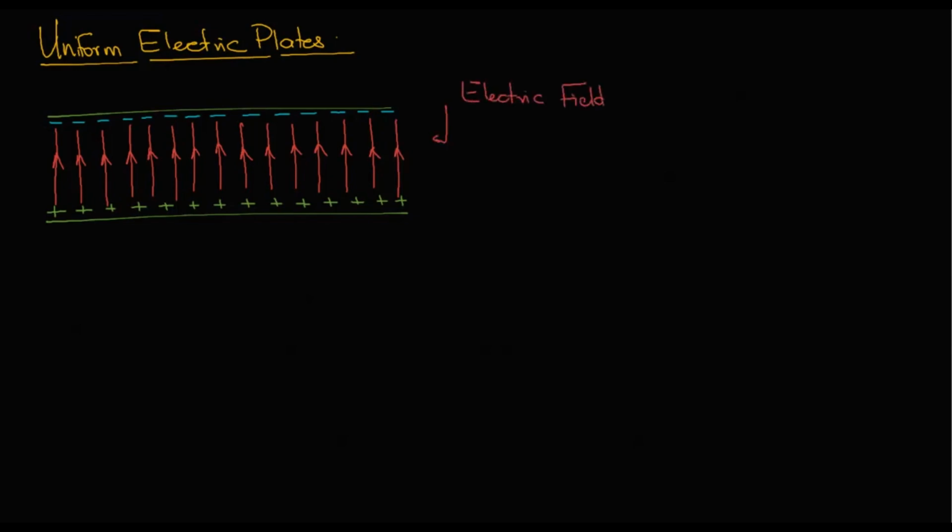So what is an electric field line? We did not go over what it is. So electric field lines are the paths through which a positive charge would travel.